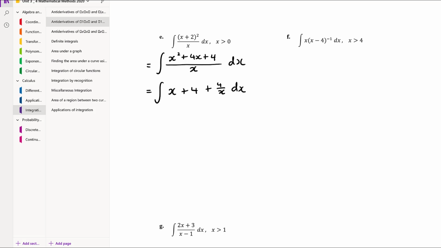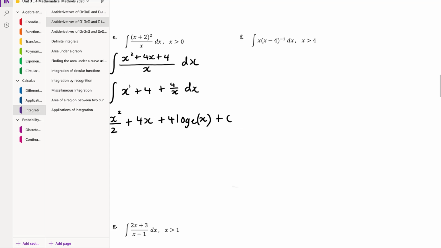Now we can anti-differentiate each of those things. The antiderivative of x, remembering x is x to the 1, so add 1 to the power, divide by the new power. Antiderivative of 4 becomes 4x. Antiderivative of 4 over x is 4 times 1 on x, so it's 4 times log e of x plus c. Again, we've got that restriction that makes sure that we're not going to have an issue with the definition of our answer, with the domain of our answer.